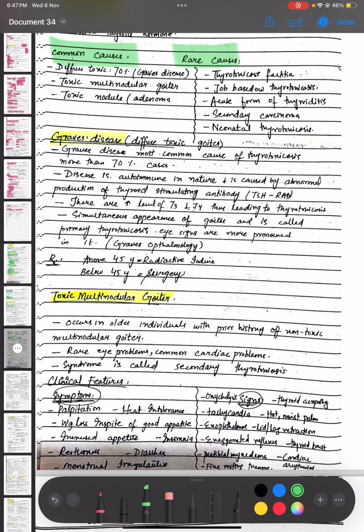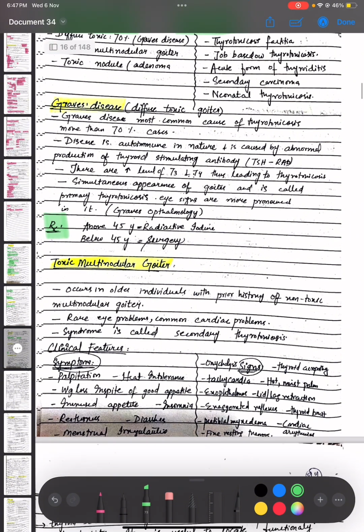Simultaneous appearance of the goiter is called primary thyrotoxicosis. Eye signs are more pronounced in it. Ophthalmopathy is present in Graves' disease. What are the treatment options? Above 45 years, radioactive iodine, and below 45 years, surgery is done.